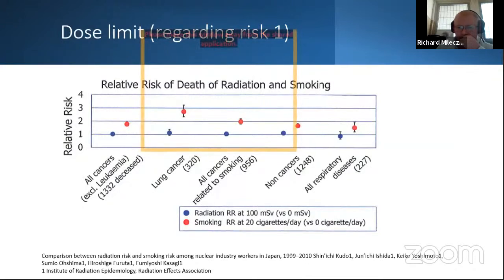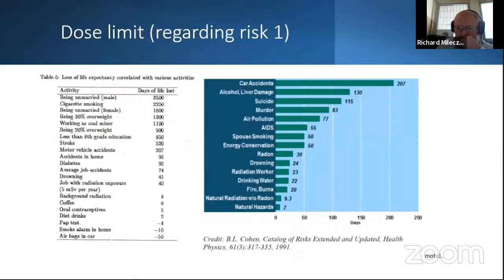I think it's important to place just how dangerous radiation actually is. One way to do this is if we check its dangers compared to something that people usually do, for example, smoking. Here we can see the result of research done by the Japanese Radiation Effect Association. If we compare being exposed to 100 millisievert to smoking 20 cigarettes a day, then we can see that smoking is actually more dangerous.